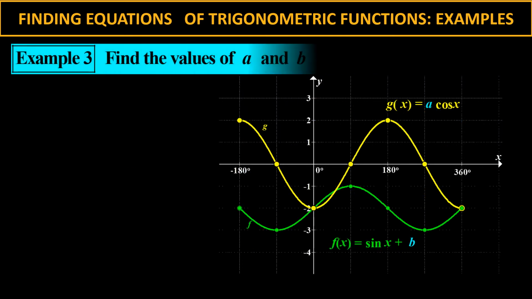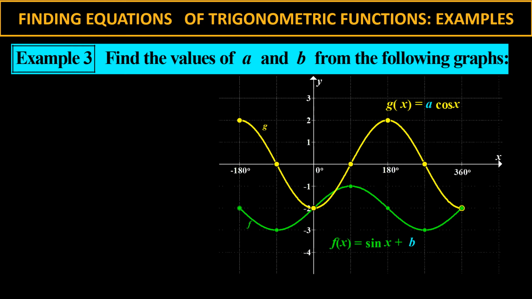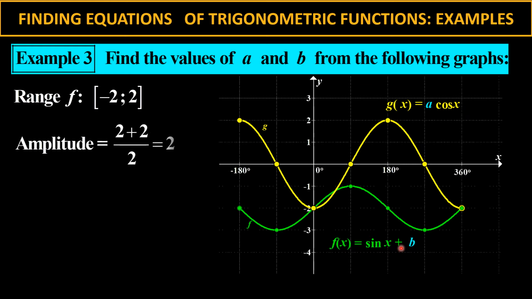Let's look at these, and now we want to find a and b, but the a and b comes from two graphs. It's a cos of x and sine of x plus b. This a is the amplitude, and this b is a vertical shift. For the amplitude, let's find the range is between -2 and 2. Therefore, the amplitude will be (2 plus 2) over 2, which is 2. So therefore, a is 2.